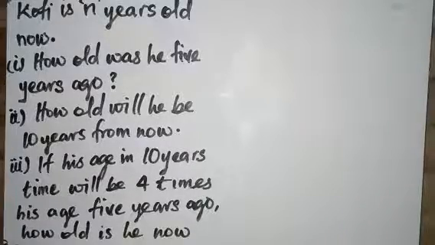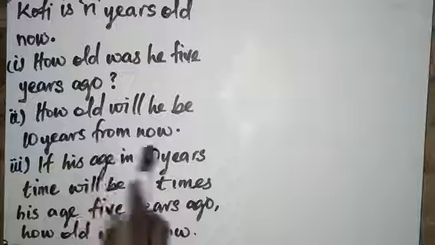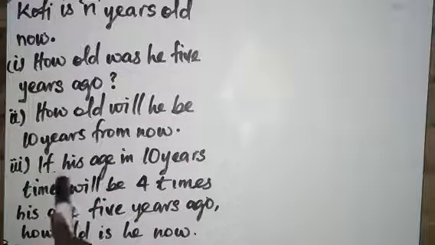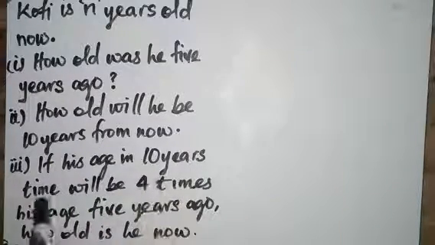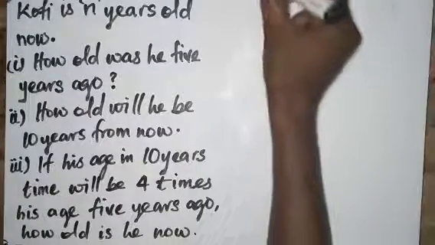Okay, so the question reads, Kofi is n years old now. How old was he 5 years ago? How old will he be 10 years from now? If his age in 10 years' time will be 4 times his age 5 years ago, how old is he now? So we are going to look at a solution.